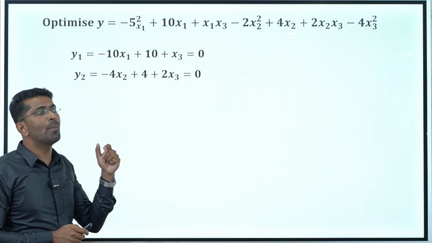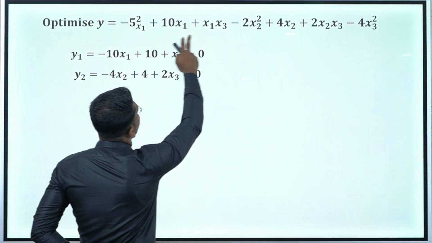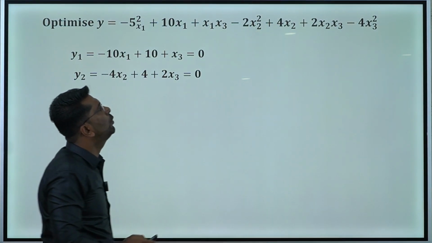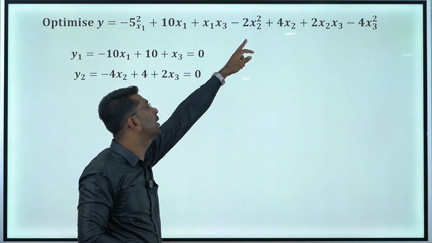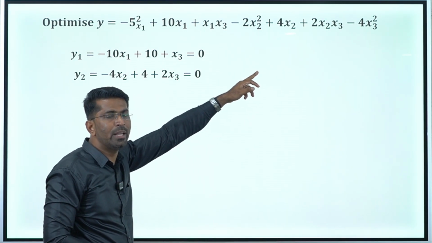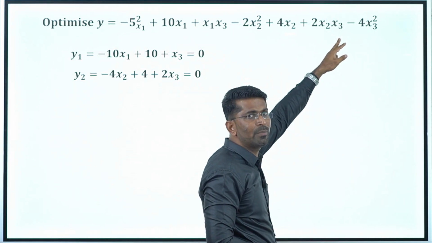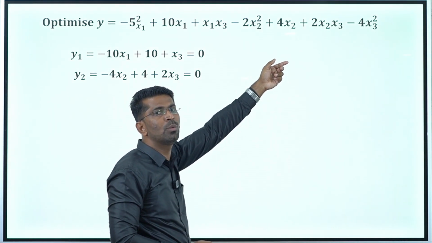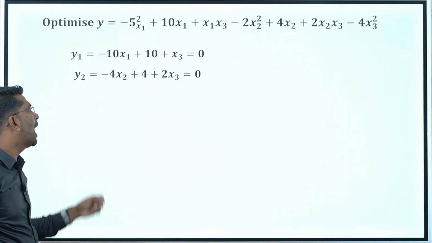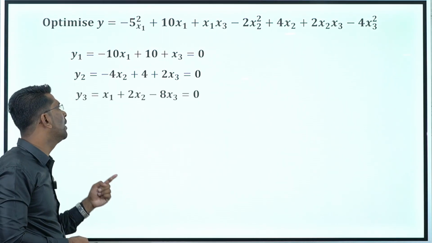Now y2, that means I am going to partially differentiate y with respect to x2. See, where is the x2 term? There is no x2 term here. We have an x2 term here: minus 2 x2 squared. Differentiating with respect to x2, it will become minus 4 x2. Then plus 4 x2, the derivative of which is 4. Then we have 2 x2 x3. Keeping x3 constant, we take the partial derivative with respect to x2. The derivative of x2 is 1, so 1 into 2 into x3 is 2 x3. I am equating this with 0. Similarly, we have one more partial derivative here because we have three independent variables, that is y3.